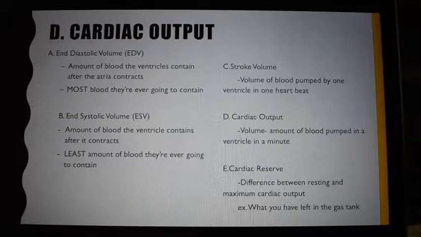Stroke volume is the next term we're going to learn, and the stroke volume is the amount of blood pumped by one ventricle in one heartbeat. Cardiac output is the amount of blood pumped by a ventricle in 1 minute. And then the last one is cardiac reserve, which is the difference between resting and maximum cardiac output.